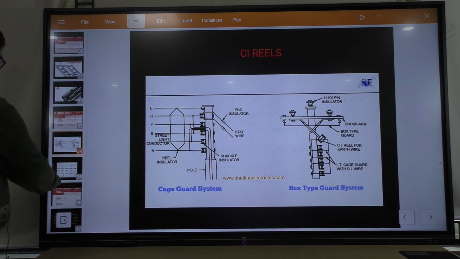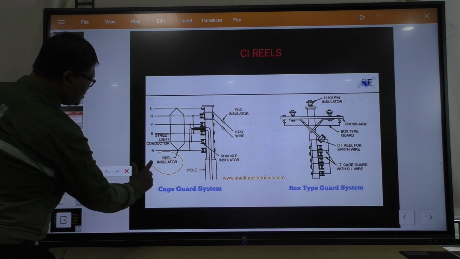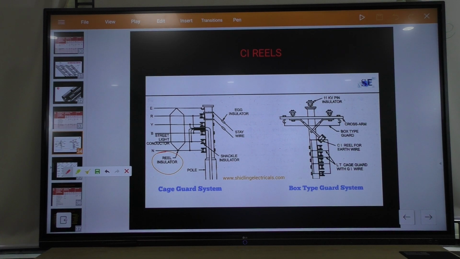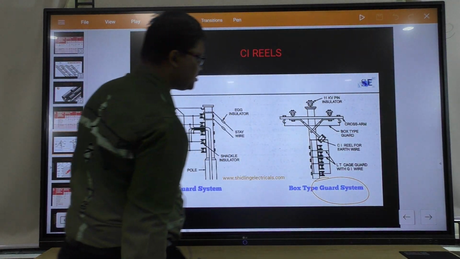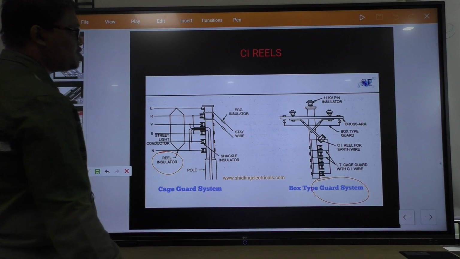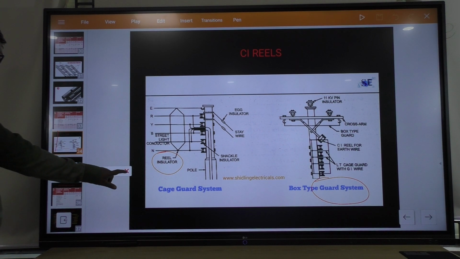This is the reel insulator or CI reel to support the earthwire, and this is the guarding, that is guard system to support the CI reel earthwire. This is an arrangement.